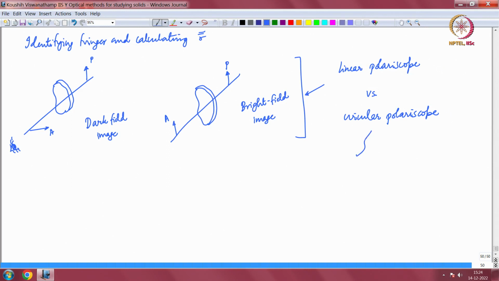The main advantage of using a circular polariscope, as we will hopefully show today, is that with this you do not get any isoclinics. So, you can eliminate isoclinics completely with a circular polariscope, and you will only get isochromatics. Okay, just by sheer cleverness of its construction, it gets rid of isoclinics.